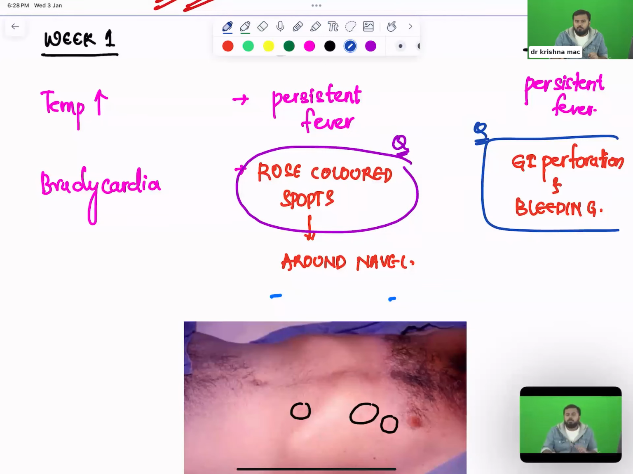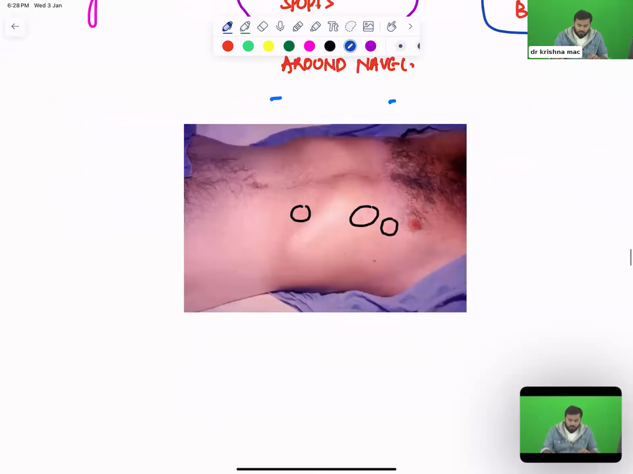So this is regarding week 1, week 2, week 3. You need to remember only one thing. In week 1, the fever will be increased. It will be same for week 2, week 3. Next, bradycardia will be there. Next, rose color spots will be there. And lastly, GI perforation will be there. Right?